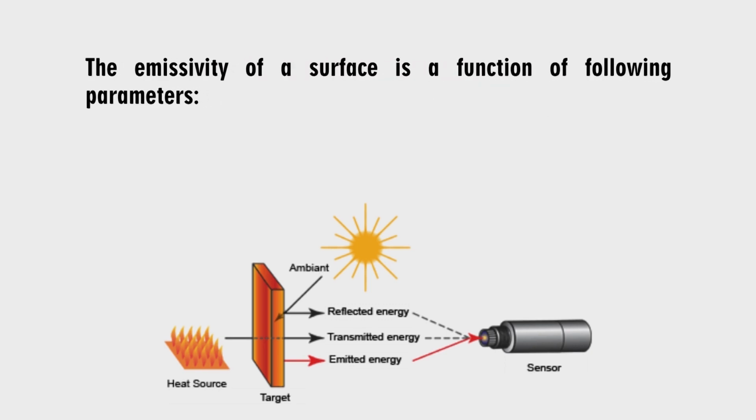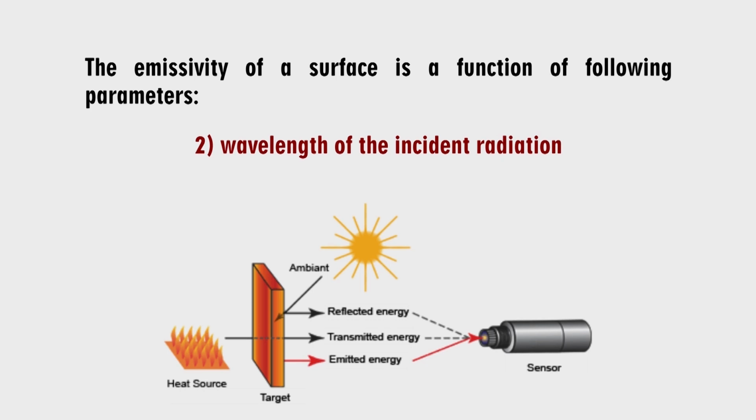The emissivity of a real surface is a function of the following three parameters. One is surface temperature, another is wavelength of incident radiation, and the third one is direction of the incident radiation. The emissivity defined as the average value over the entire wavelength range in all directions is called total emissivity.